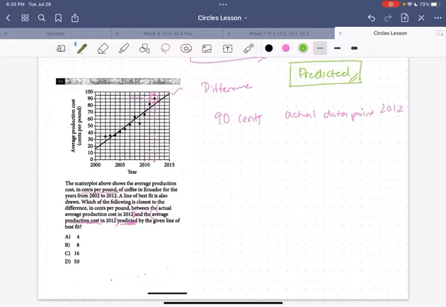You want to make sure that you never see the word like "exact" in an answer choice in this kind of question, and you'll want to look for words like "predicted" because it gives you a rough estimate. Anyways, going back to the question, it says average production cost in 2012 predicted by the given line of best fit. So we go up and we look at the point that corresponds to the line of best fit here. I'm going to erase it so we can see it better.